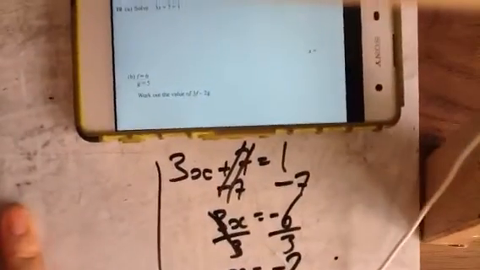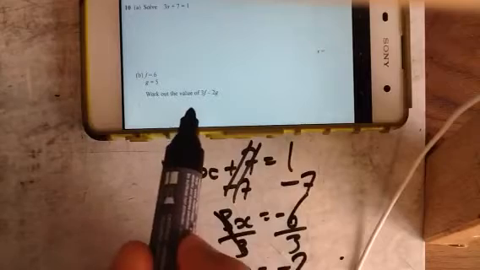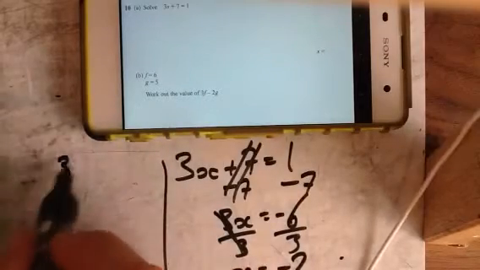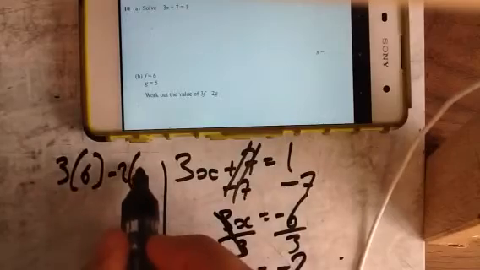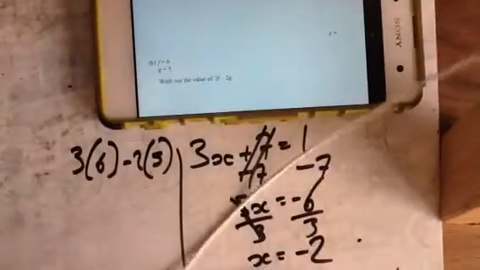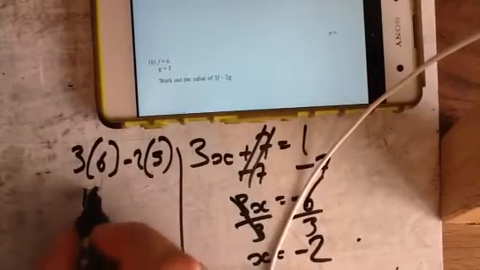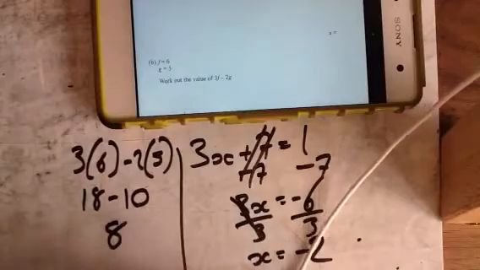Right, the second part. If f equals 6 and g equals 5, work out the value of 3f minus 2g. So 3 times 6 minus 2 times 5. Let's just work this out a little bit. 3 times 6, so it's 6, 12, 18. Minus 2 times 5 is -10. 18 minus 10 is 8. Done.